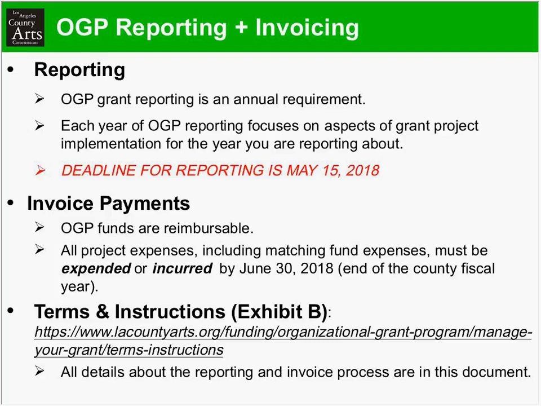In terms of invoicing, everything is reimbursable. So you are sending us an invoice for reimbursement for the activities that have taken place. You're going to want to make sure that all the reimbursements that you're requesting are for activities or expenses incurred or expended between July 1, 2017 and June 30, 2018. And after the deadline, as long as your expenses were incurred by June 30th, you can submit them as part of this payment request.